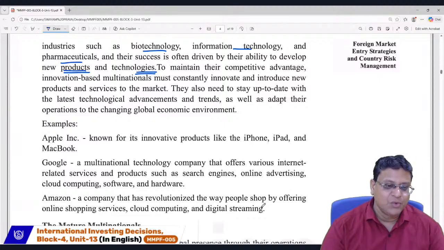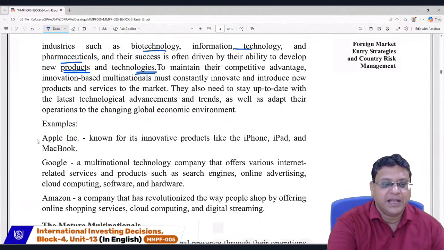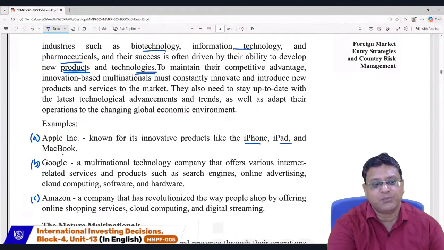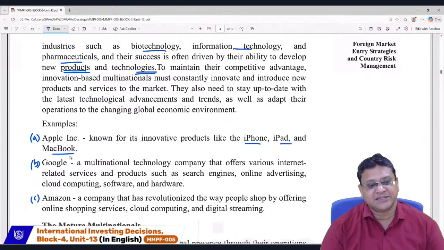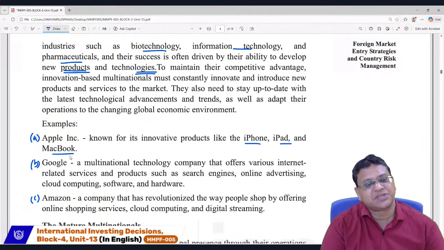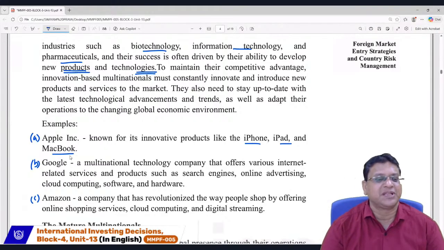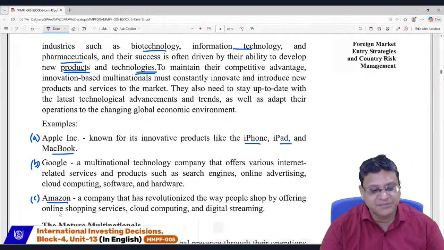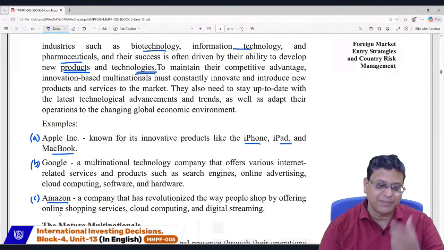Examples of MNCs which focus on innovation are Apple, Google, and Amazon. Apple has introduced many products: iPhones, iPads, MacBooks. Google has given many offerings: Google Maps, YouTube, Google Notebook, Google AI, Gemini. Every day they are introducing new things so that they get competitive advantage over their competitors. Amazon has introduced Amazon Shopping, Amazon Cloud, Amazon Digital Streaming. They introduce new products so that they sustain in the global market.